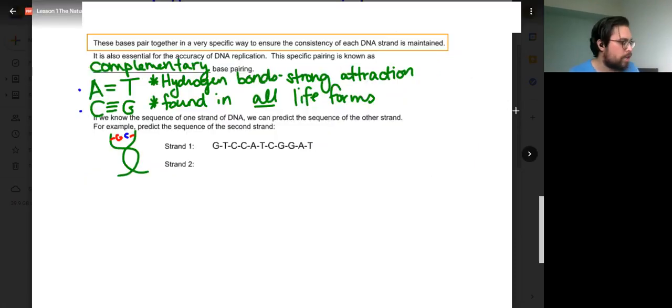Before I get too passionate about it, without going into more detail about the things you need to know instead of the things that are just fascinating to think about. Again, the idea that these base pairs pair together in a very specific way allows for that robustness of variation and also maintaining that consistency of DNA. So it is essential for the accuracy of DNA replication. DNA cannot replicate if there's no set code that allows for that pairing to exist. This specific pairing is known as complementary base pairing.